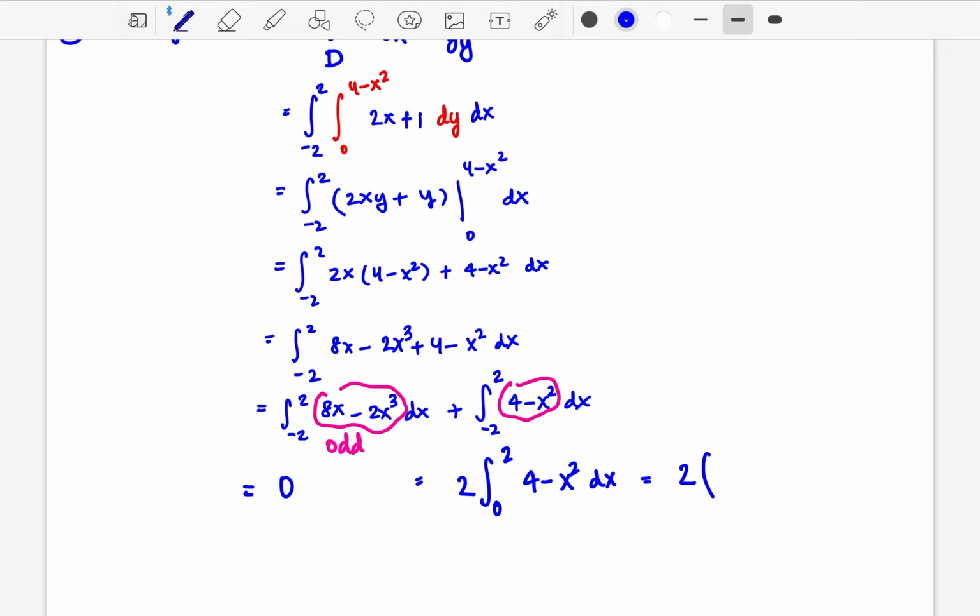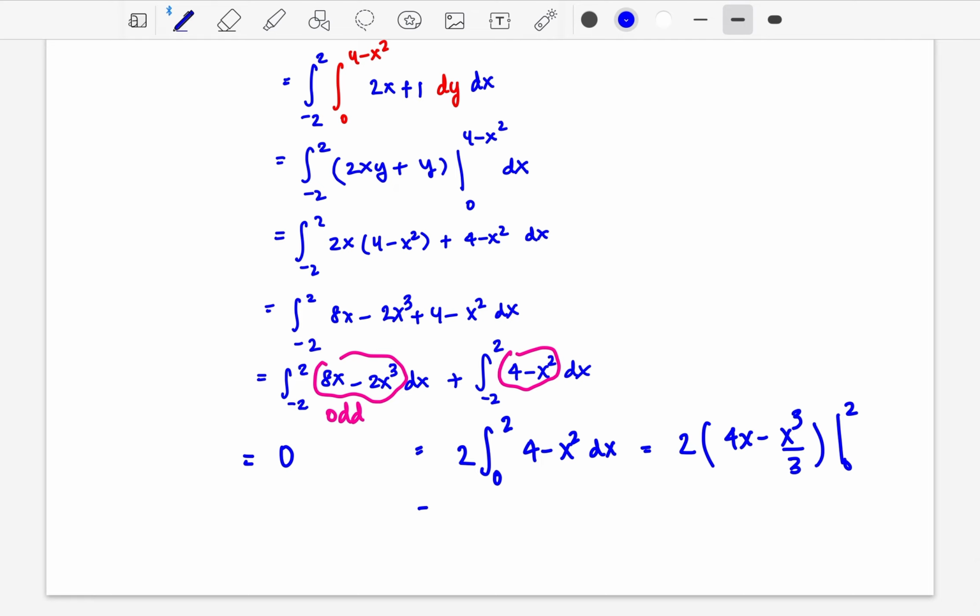2 times (4x minus x cubed divided by 3) from 0 to 2. If I plug in 2 here, I get 8 minus 8 divided by 3, and then plugging in 0, you get 0. I'm almost done. This is 2 times, with common denominator 3, 3 times 8 is 24, and 24 minus 8 is equal to 16. So my final answer is 16 over 3 times 2, so you get 32 divided by 3.